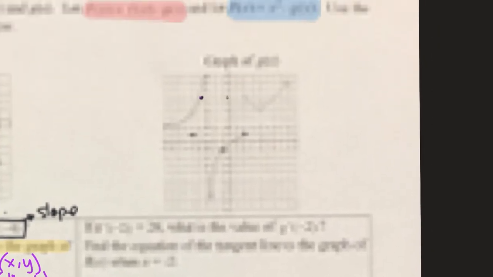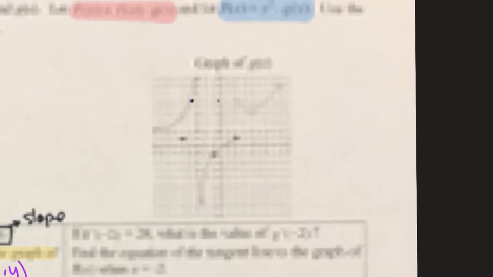Okay, let's jump over here and do this other example. So now we're looking at r. Remember, r was x squared times g of x. That's our r function. We're told that r prime of negative 2 is 20, so the slope at negative 2 of our r function is 20. What's the value of g prime of negative 2? All right, so that means once again we have to take the derivative of r. So we know that r is x squared times g of x.